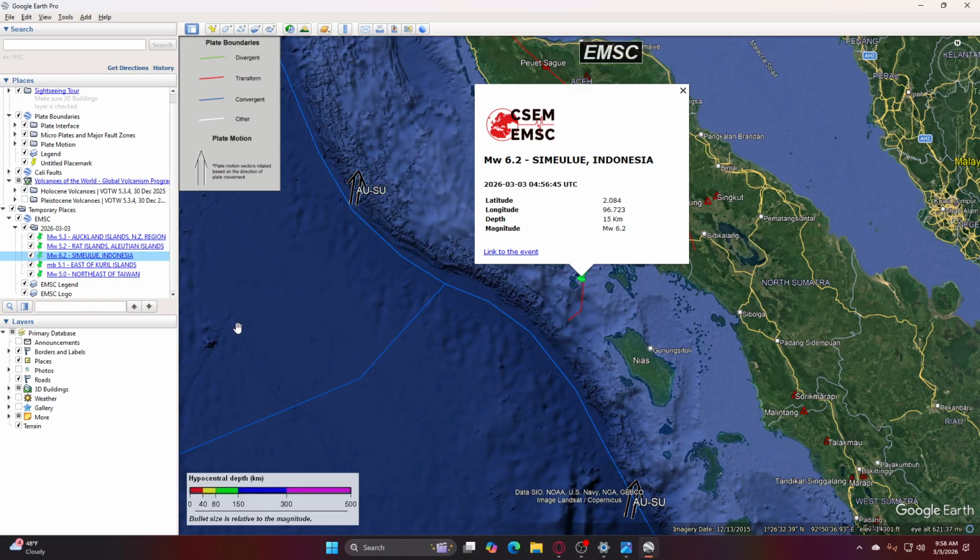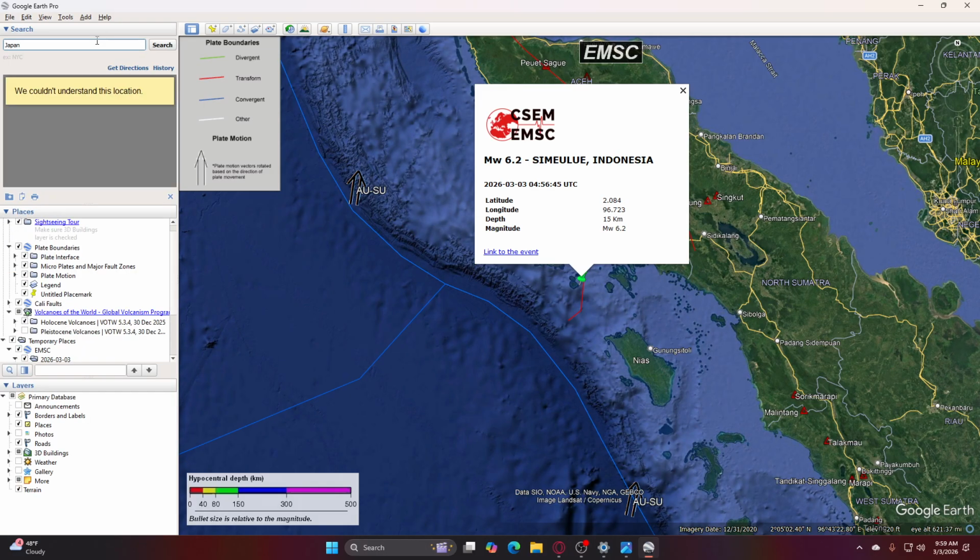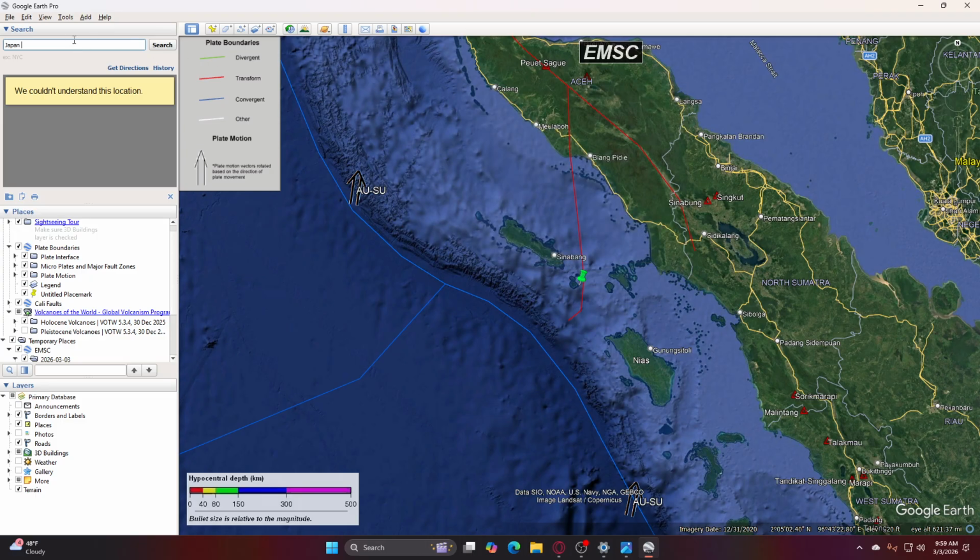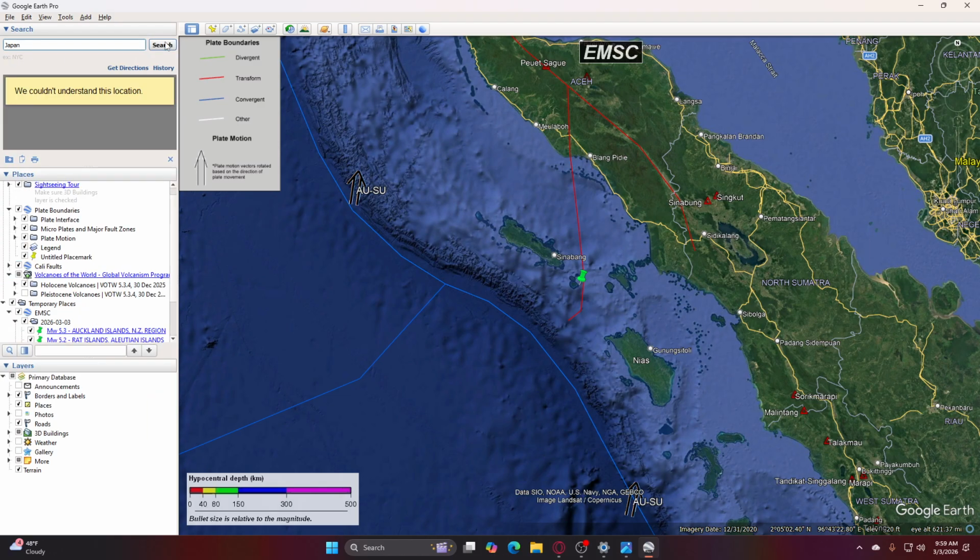In Japan, let's go to Japan. See if we can find Japan. Let's go Japan. We're going to Japan. Why'd that say it couldn't find Japan? Please, find Japan. Couldn't understand location. Okay, let's do this. Okay, so we're going to go to the Ryukyu Islands. Ryukyu Islands, Japan. Bet you can find that one.